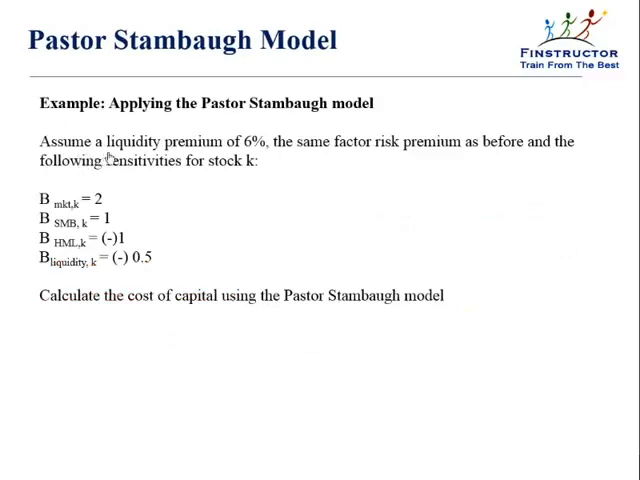So assume a liquidity premium of 6%, the same factor risk premium as before, and the following sensitivity is for stock K. Calculate the cost of capital using the Pastor-Stambaugh model. So 3% was the risk-free rate of return. The market risk premium was given to be 5%. So it will be 2 into 5 plus 1 into 6 minus 1 into 7. This is all the same as before.